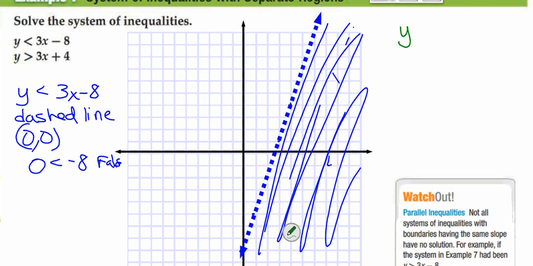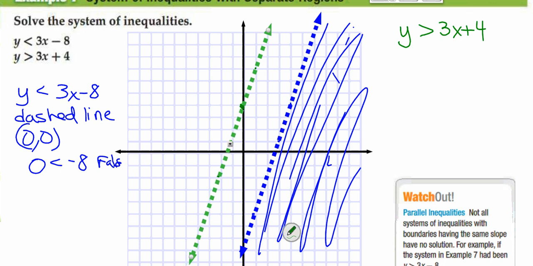The other equation is y is greater than 3x plus 4. So here, 4 is the y-intercept. 1, 2, 3, 4. Slope is still 3. 1, 2, 3 over 1. Down 3, back 1. And it's a dashed line again. And I hate to tell you, but at the board, I am so lucky for these because I can change my line from a solid line to a dashed line if I need to.